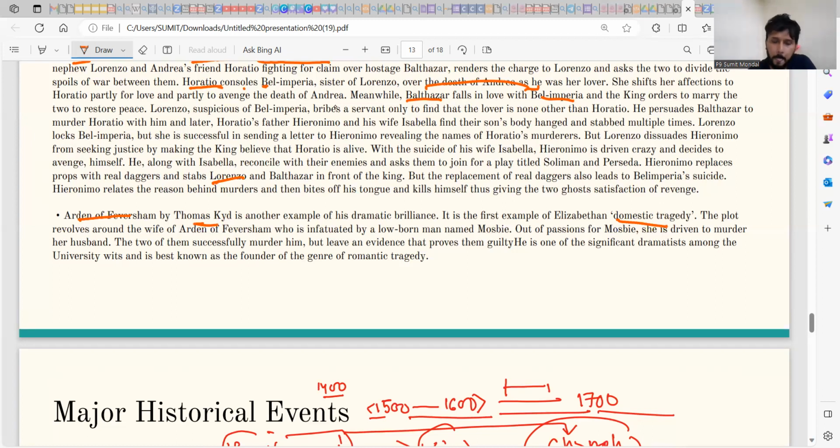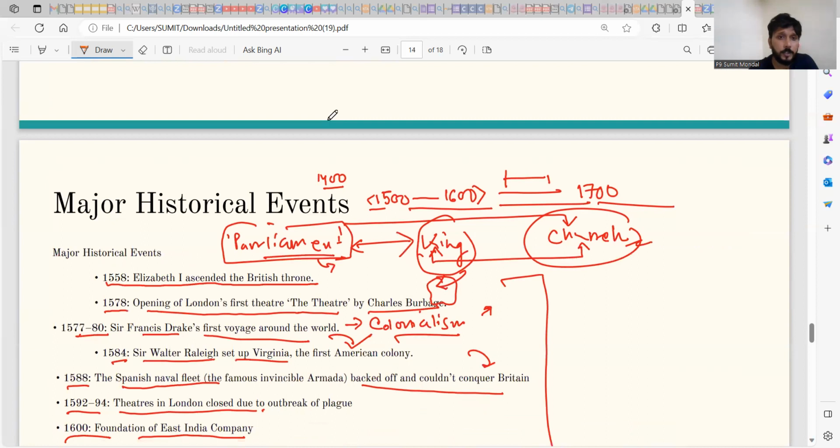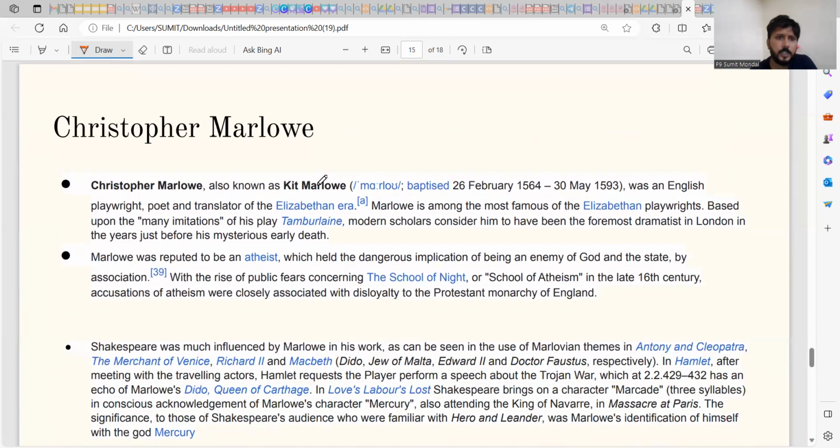It doesn't actually focus on war situations, rather it shows domestic life, and obviously is an important domestic tragedy. Christopher Marlowe, known as Kit Marlowe, a very important English playwright and a translator. Remember, he was a translator of the Elizabethan era.